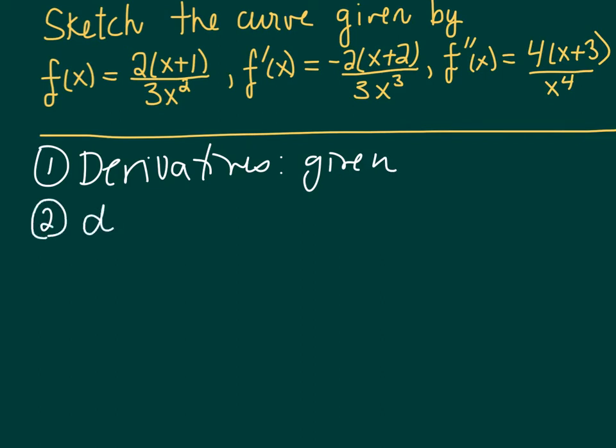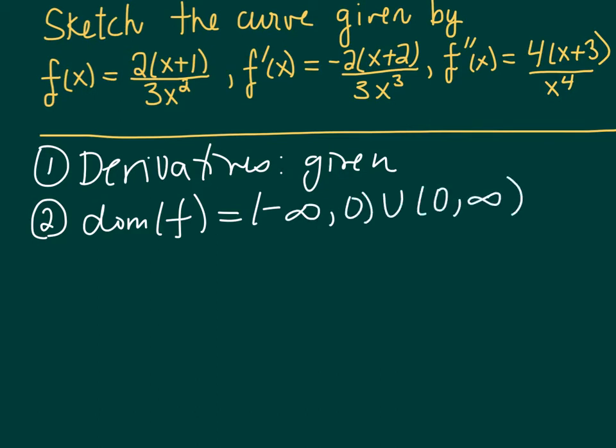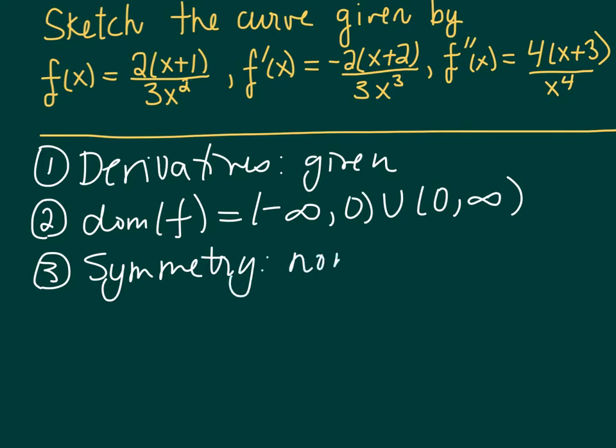Second, I think about the domain of f. This function is undefined when x is equal to 0. The domain of f is minus infinity to 0, union 0 to infinity. Third, I think about symmetry. Now this function is neither even nor odd, so we have no symmetry.